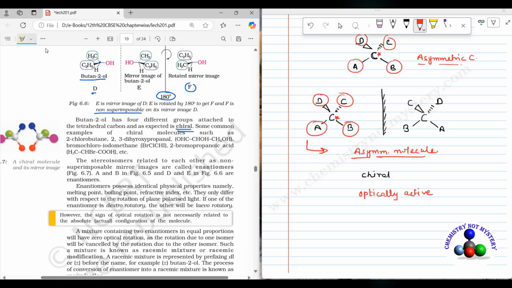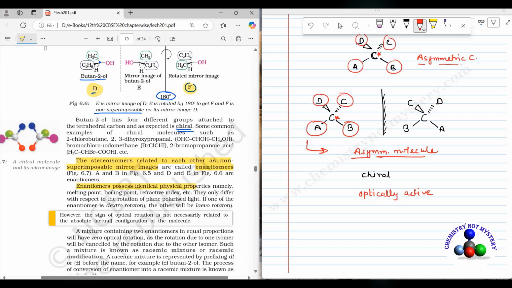You just have to identify whether the four groups bonded to the carbon are different or not. If all the groups are different, the molecule will be chiral. The stereoisomers related to each other as non-superimposable mirror images are called enantiomers. So here structures B, D and F, they are enantiomers.